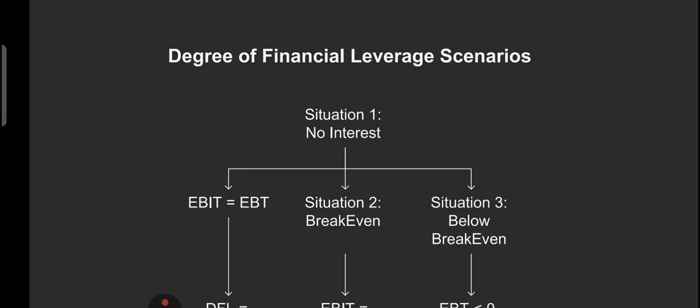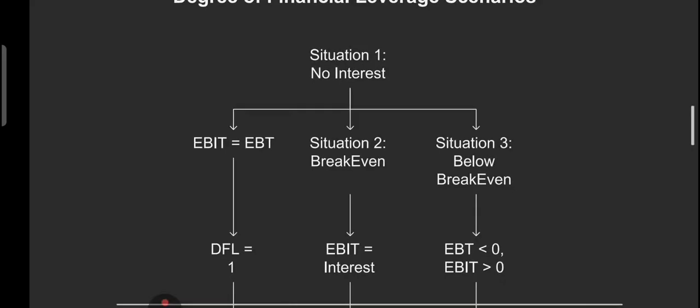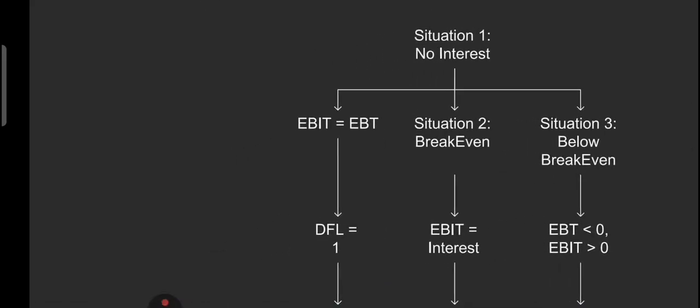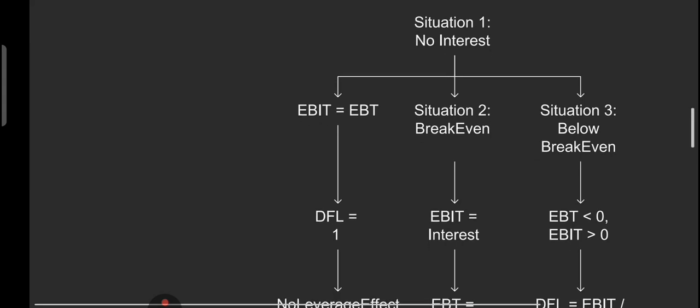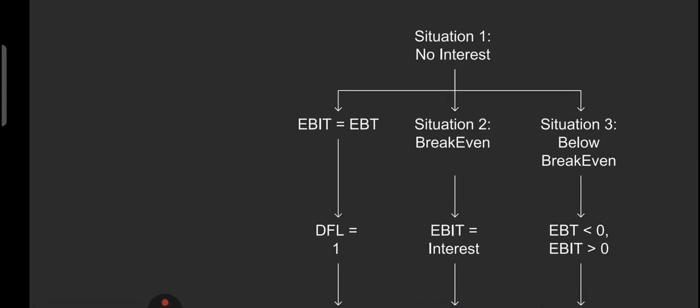So after financial leverage, the next important topic is degree of financial leverage. What is the meaning of degree of financial leverage? Let's understand. So friends, basically, there are three scenarios here. First scenario on the left hand side is when there is no interest. So when no interest, what will happen? EBIT is equal to EBT, because no interest is there, no debt part is there. No interest means what? You have not taken any debt, hence no interest to pay.